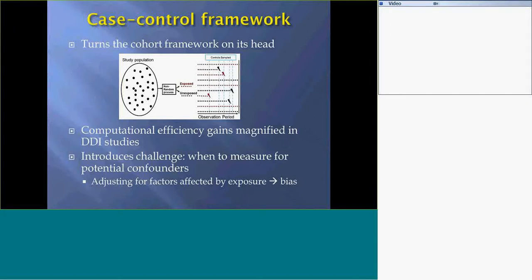So everything that I've talked about so far has been really looking at a cohort framework, but you could also think of drug-drug interaction studies in a case control framework where you're really turning the cohort framework on its head. And again, this was presented last week by Dr. Hennessy, whereby you have the same study population and the same non-random process, but you're identifying cases, that is people who had the event, and you're sampling among controls at the time that the case developed the event, that is incidence density sampling.